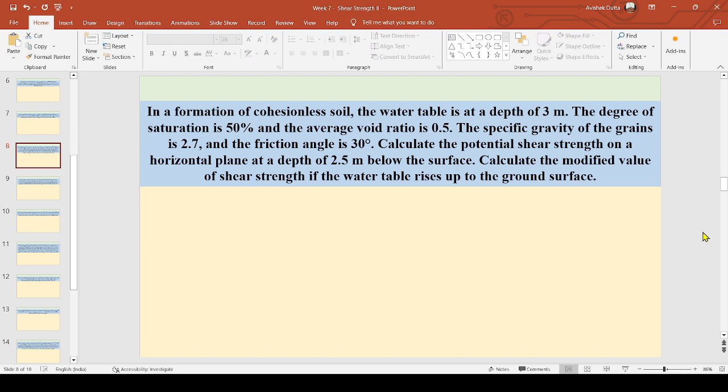I'll repeat the question once. In a formation of cohesionless soil, the water table is at a depth of 3 meter. The degree of saturation is 50% and the average void ratio is 0.5. The specific gravity of the grains is 2.7 and the friction angle is 30 degree. Calculate the potential shear strength on a horizontal plane at a depth of 2.5 meter below the surface. Calculate the modified value of shear strength if the water table rises up to the ground surface.